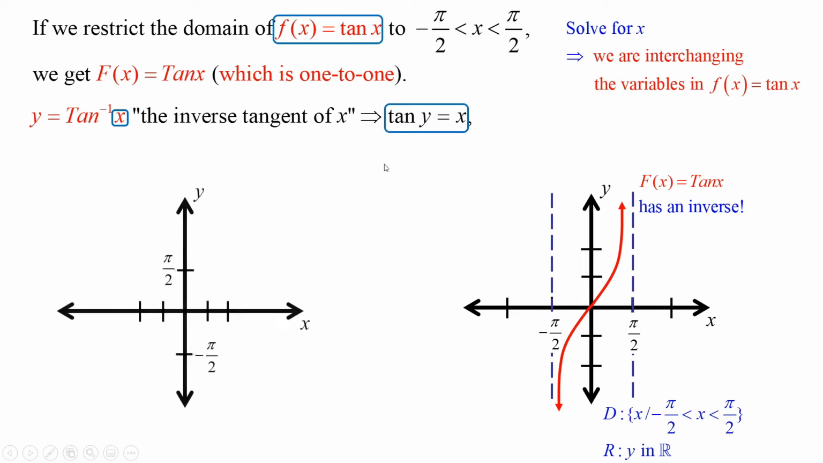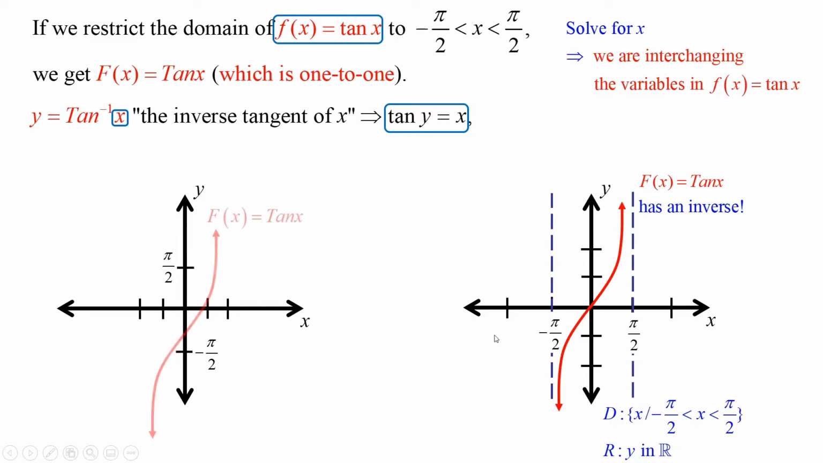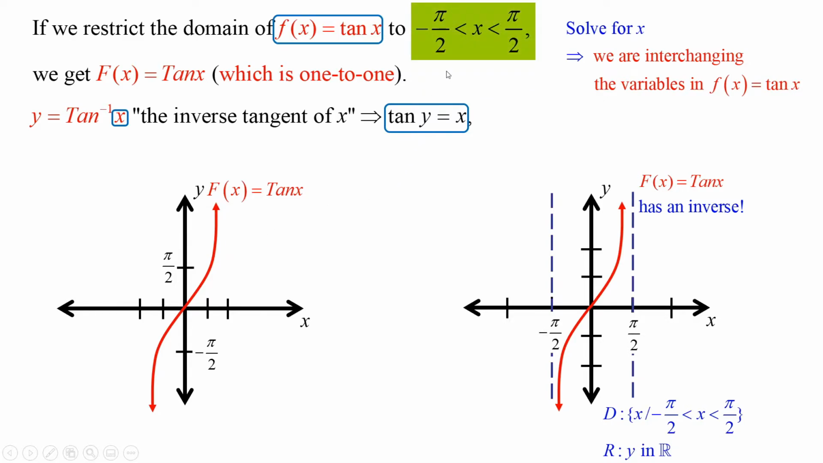Okay, now let's do our graph. All right, now remember, since we're interchanging the variables, we're interchanging the domain and the range when we go from a function with a restricted domain to the inverse of said function. So our graph, notice how I had vertical asymptotes at negative pi over 2 and pi over 2. All right, now there's the graph right there of tangent of x. And let's do our restricted domain. Negative pi over 2 is less than x, and that's less than pi over 2.